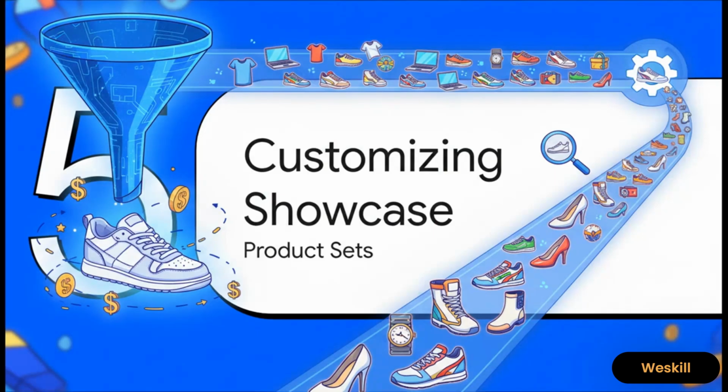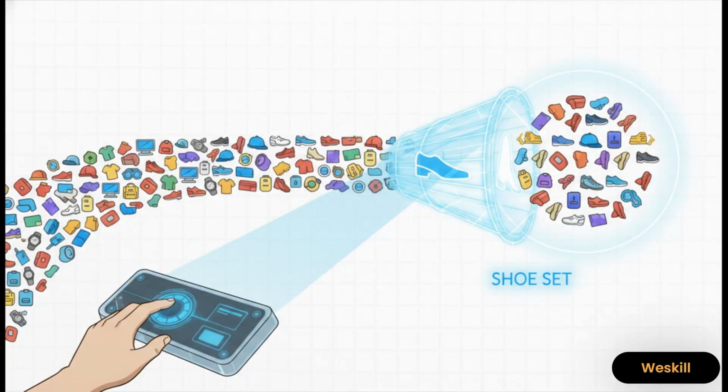All right, so we've got a huge catalog and a really smart ad engine. But what if we don't want to advertise everything all at once? What if we want to run a special promo just on, say, shoes? That's exactly where product sets come into play. Think of product sets as just filters for your catalog. They let you carve out smaller, more strategic groups of items from your main inventory. This gives you so much more precision and control over what you're promoting.